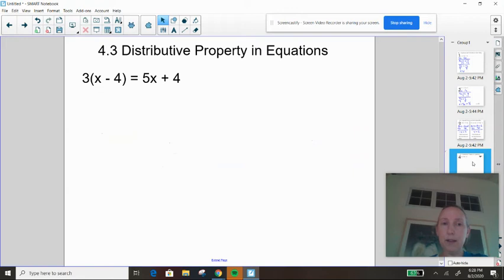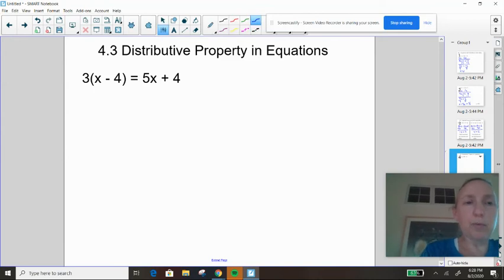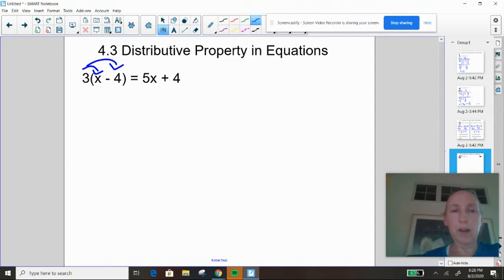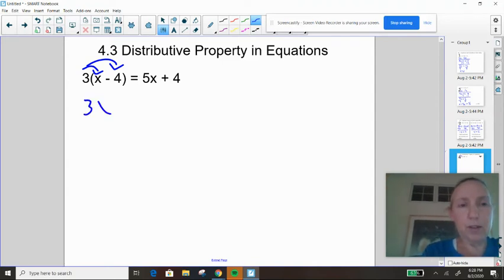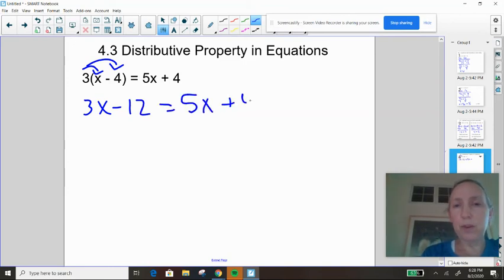And then the last section is distributive property. So I'm just going to do a quick refresher that when you see distributive property, you see a number on the outside of parentheses, and you're going to multiply that number by whatever's inside the parentheses. So you end up with 3x minus 12, and now you're right back where you were before with an equation that you can solve.